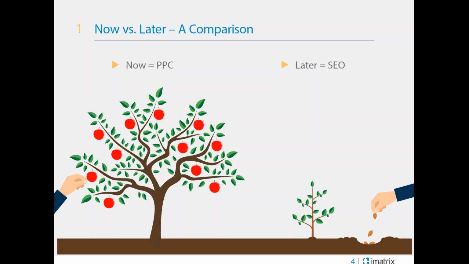Whereas pay-per-click is similar to going to the farmer's market, or as you see in this example here, you pick the fruit directly from the tree. We have the fruit, but once we run out, we have to buy more. So the end game is the same. We want traffic to your website. We want new patients. We want new clients. It's just a matter of how do we get there?